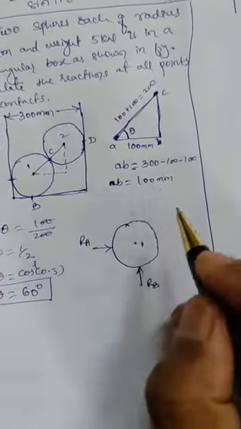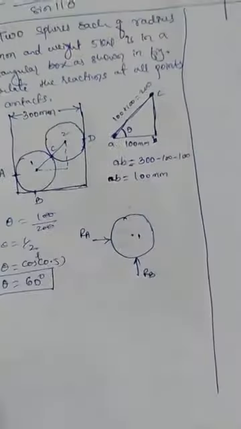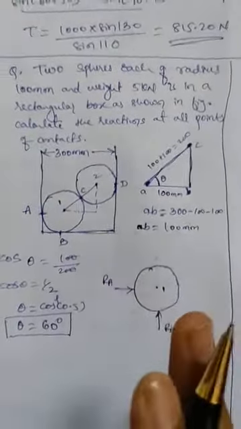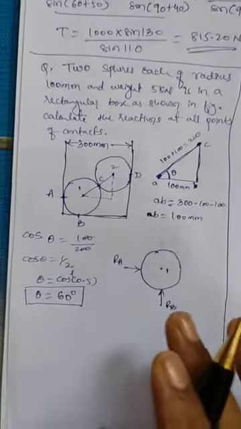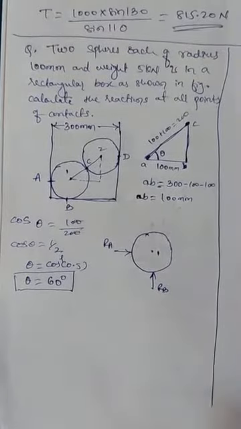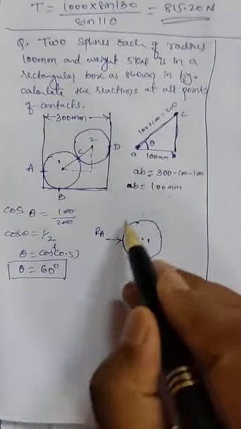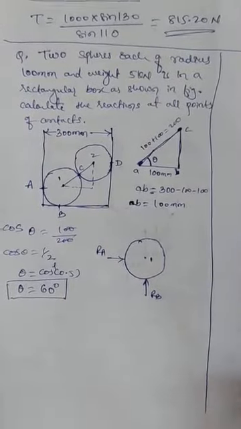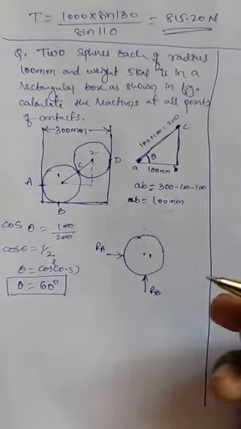Now one more point you are supposed to understand here is, while solving a problem on spheres, the reaction will always point towards the circumference of the circle. Always, when you show the forces acting on a sphere, we need to show the arrow mark towards the circumference of the circle.